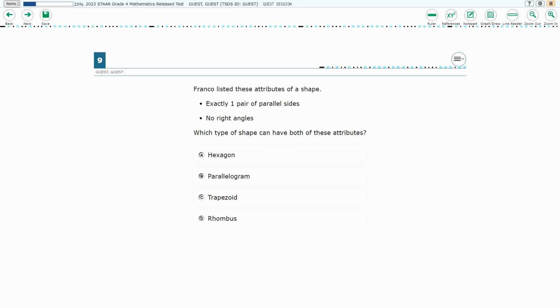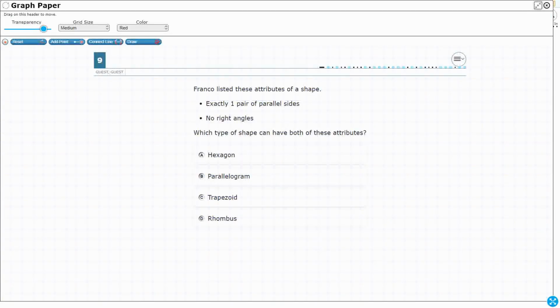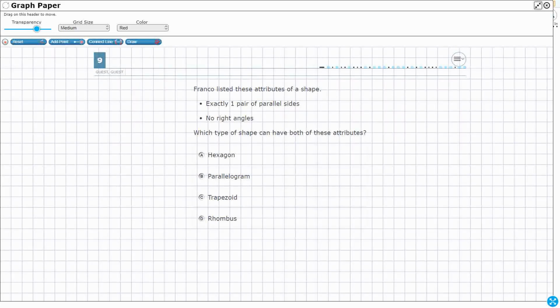So we need to find a shape here that has exactly one pair of parallel sides and no right angles. All right, so let's draw some of these shapes here. That's going to help us. So a hexagon. Okay, so a hexagon. Right, when we're thinking of a hexagon, we probably are going to think of something that looks like this. This is what we would call a standard hexagon, right?